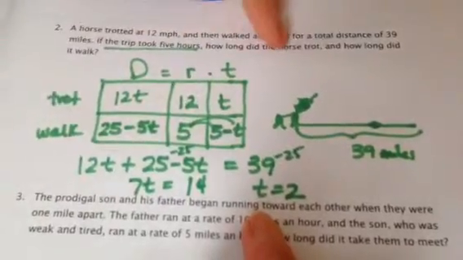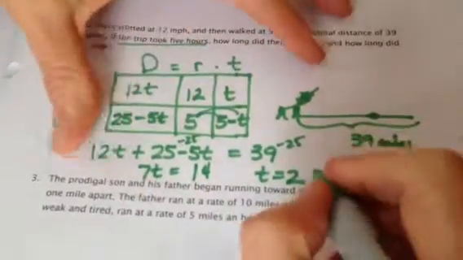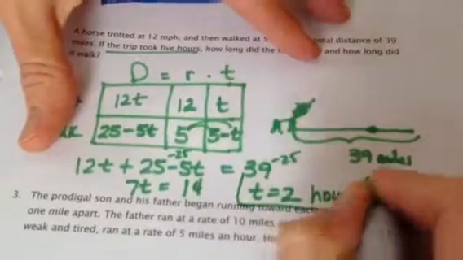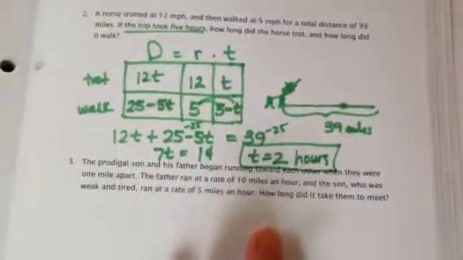Okay? How long did the horse trot? 2 hours. That's it. I already had found it. If it would have asked how long did he walk, well, you would put a little 2 in there. 5 minus 2 is 3. He would have walked 3 hours. Okay, let's try another one.